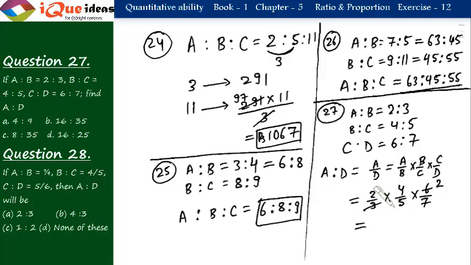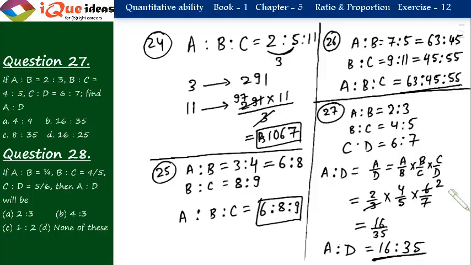So we get 2 into 4 into 2, that is 16 upon 35. So the required ratio A is to D is equal to 16 is to 35. This is the final answer. So this is one way of doing the question.